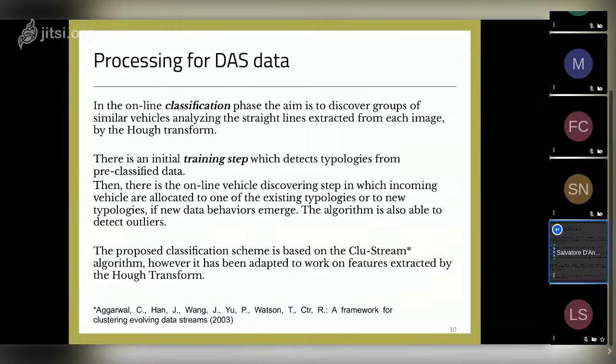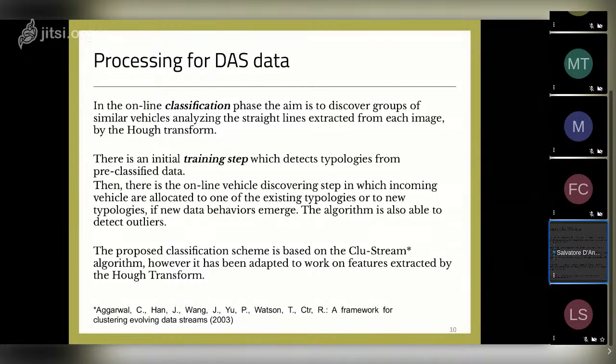The aim is to discover groups of similar vehicles, analyzing the straight lines extracted from each image by Hough transform. There is an initial training step which detects typologies from the pre-classified data. Then there is the online vehicle discovering step, in which incoming vehicles are allocated to one of the existing typologies or to new typologies if new data behaviors emerge. The algorithm is also able to detect outliers.